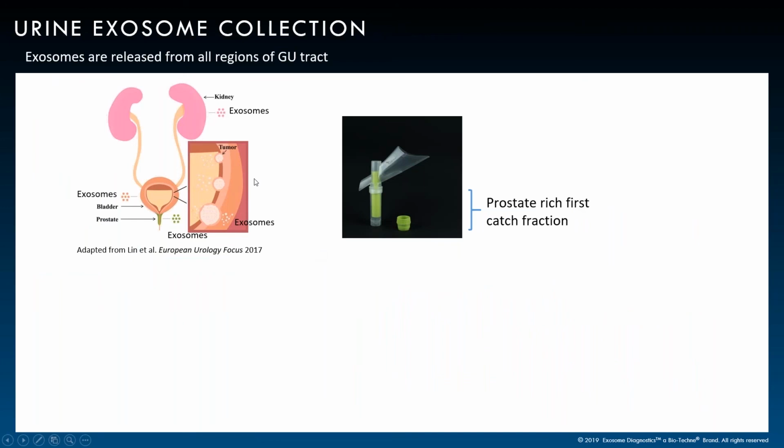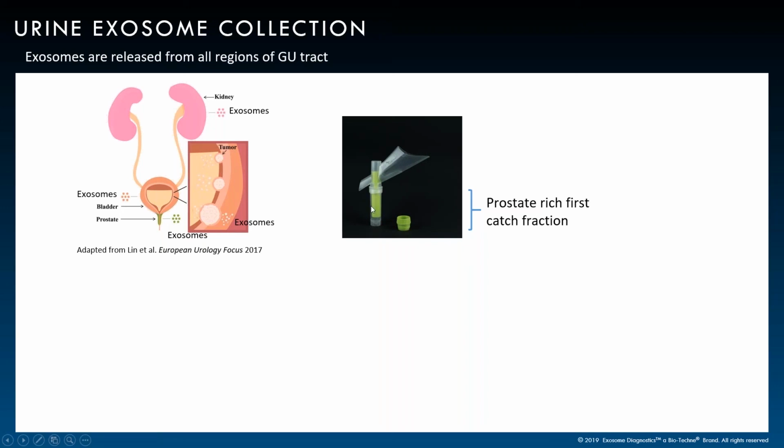And urine exosomes contain exosomes from the entire urogenital tract. So you've got exosomes from the kidney, exosomes from the bladder, and exosomes from the prostate. However, exosomes from the prostate are not secreted into the bladder, because it's further down in the plumbing system. So you don't want a patient to fill up a cup, because if you continue to urinate into that cup and you get too much of the urine that was in the bladder, you actually dilute your prostate signal with kidney exosomes and bladder exosomes.